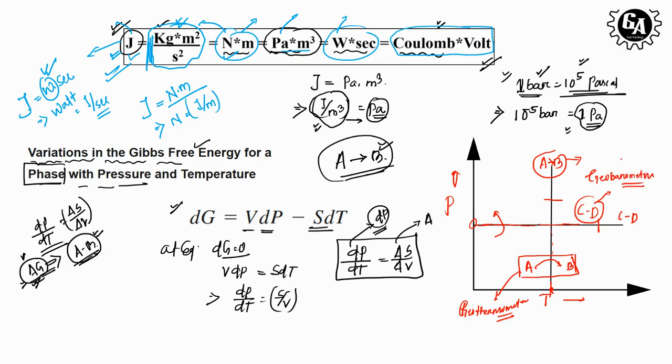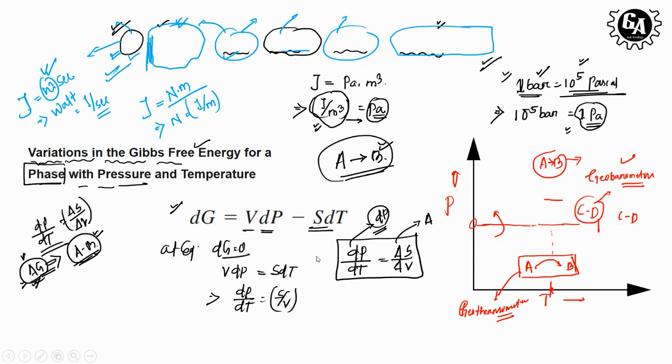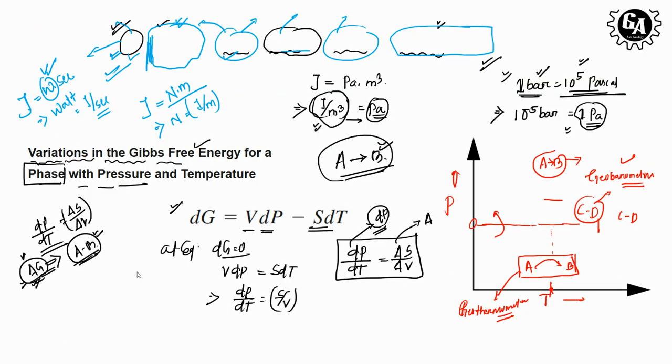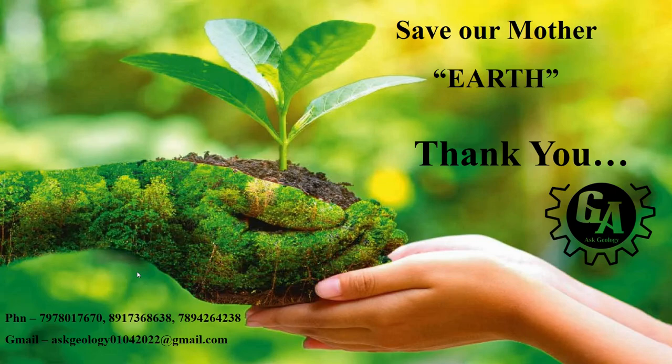This much information I wanted to include in this video. In this case, what is our answer? You can see the answer is 25.92, and I hope all the concepts related to this are clear. If you want the Clapeyron equation and the del G, dP, and del H, just write in the comment box and I will make a separate video.